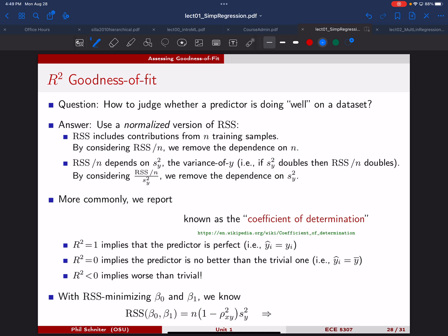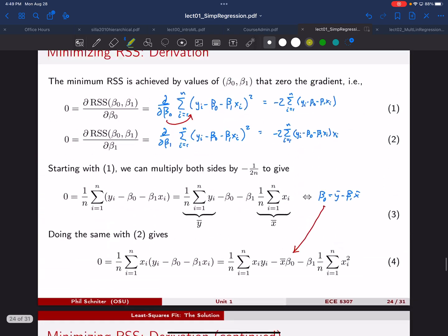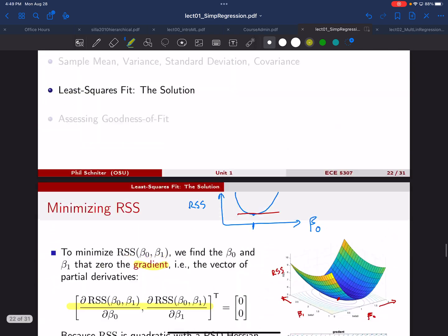So we're going to do this. This is sort of the standard way people look at this. And the way that I like to tell the story, it's really just a normalized version of RSS. So let's first of all think about RSS on its own. Come back to the definition of RSS. There's a couple issues with RSS on its own.